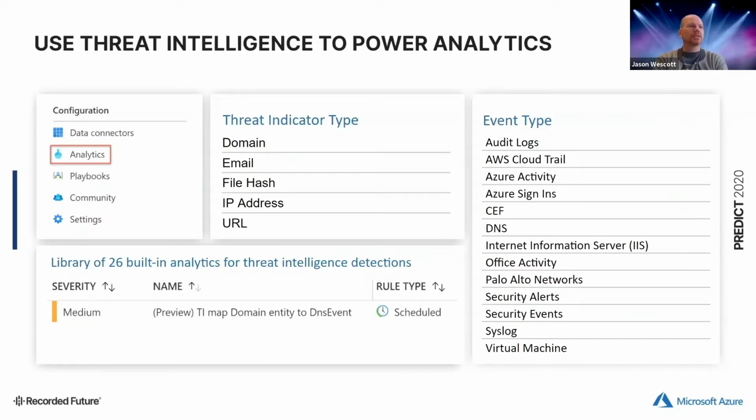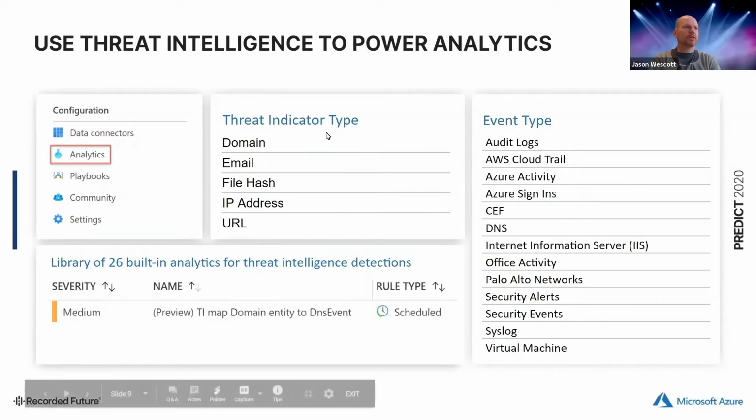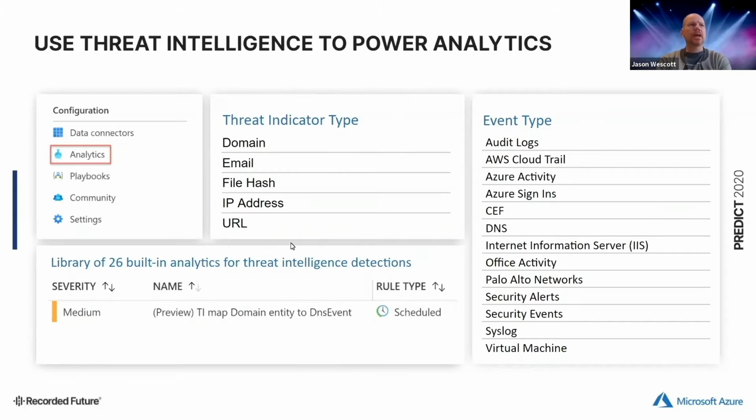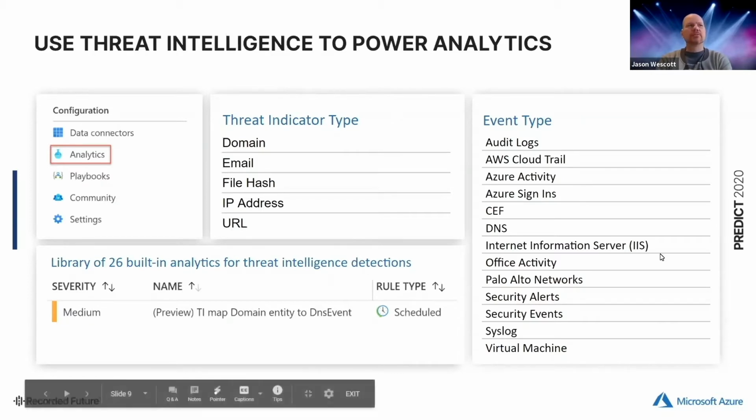So we have these things called analytics rules. In this case, we have a set of 26 pre-built rules that ship with Sentinel that basically use different types of threat indicators. You can see the list up here: domains, email addresses, file hashes, IP addresses, or URLs. And each rule takes one of those types of indicators and matches it with a particular type of event. So for example, you might see a rule that's listed here, which is taking domain indicators and matching them with your DNS events from your DNS logs.